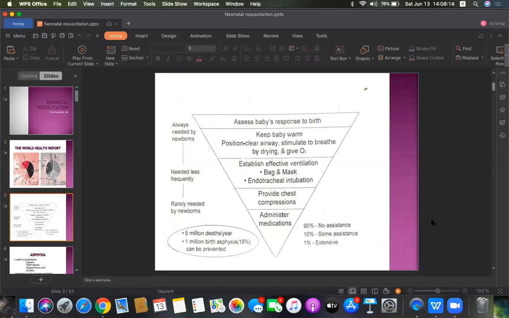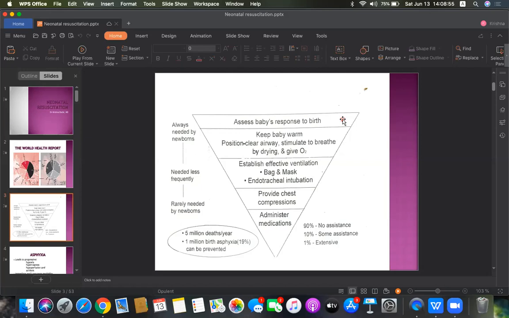Now, what is that resuscitation? Let me give you an insight in the beginning so that the whole topic will be very easy for you. We assess a baby's response to birth. That is done by Apgar scoring. After birth, at 1 minute and 5 minutes, you evaluate the Apgar score. APGAR: A, appearance; P, pulse or heart rate; G, grimace; A, activity; R, respiration. You evaluate according to that and give a certain score.